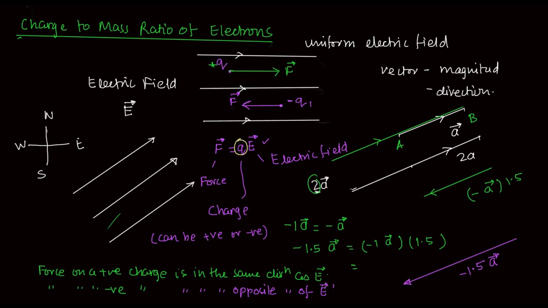Okay? So this is the behavior of a charge in an electric field. That is some gist of what you will be taught in class 12, first chapter. Now we'll see what is the impact of what happens to a charge when it travels in a magnetic field. Fine?